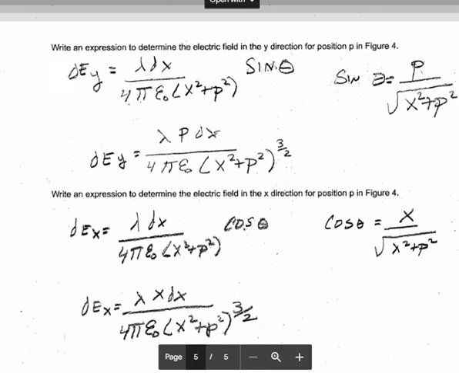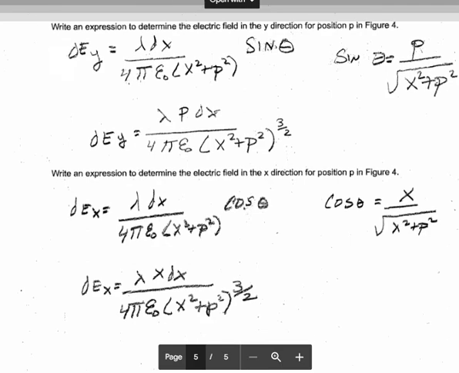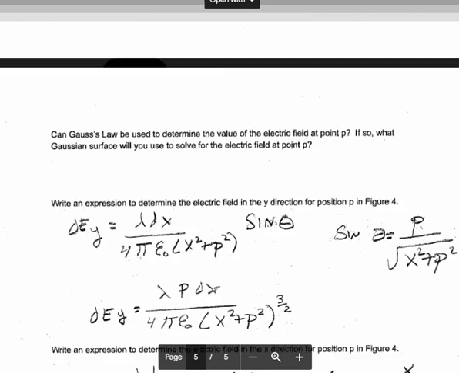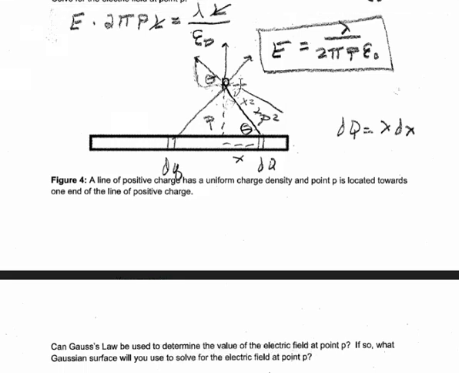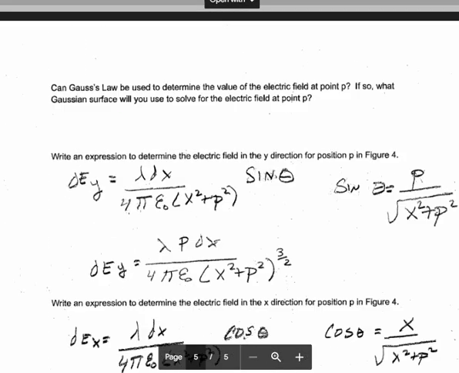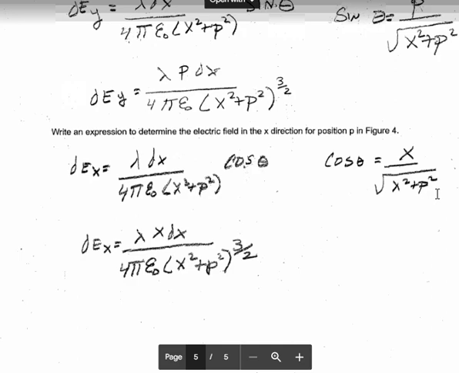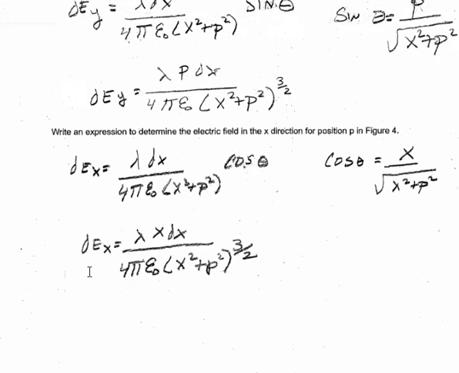Now continuing, when we want the x, we have lambda dx over 4 pi epsilon naught times x squared plus p squared, this time times the cosine of theta. Let's go back to our triangle. Cosine of theta is going to be x over the hypotenuse. And that's listed here, x over the hypotenuse. So when we multiply that in there, dEx is going to equal lambda x dx over 4 pi epsilon naught times x squared plus p squared to the 3/2. Now all we're doing is writing the differential expressions for these, so we're not actually going to be solving those.